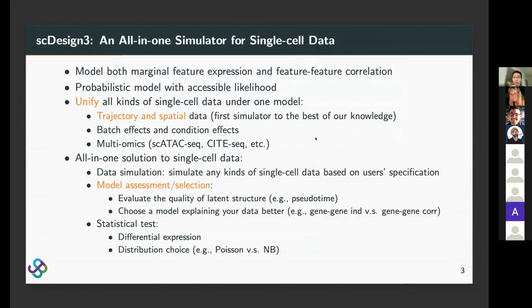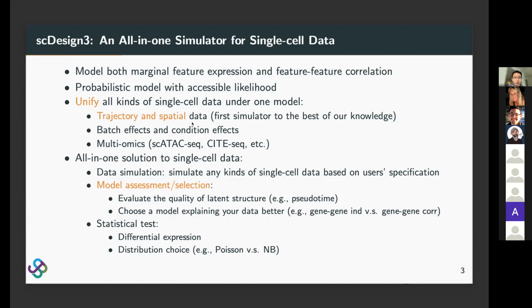So today I'm going to talk about the SEDANS3, and here I will give a brief introduction to it. SEDANS3 models both the marginal features and the feature-feature correlation, and it is a complete probabilistic model with likelihood available. And the most exciting thing for SEDANS3 is that it unifies all kinds of single-cell data under one model.